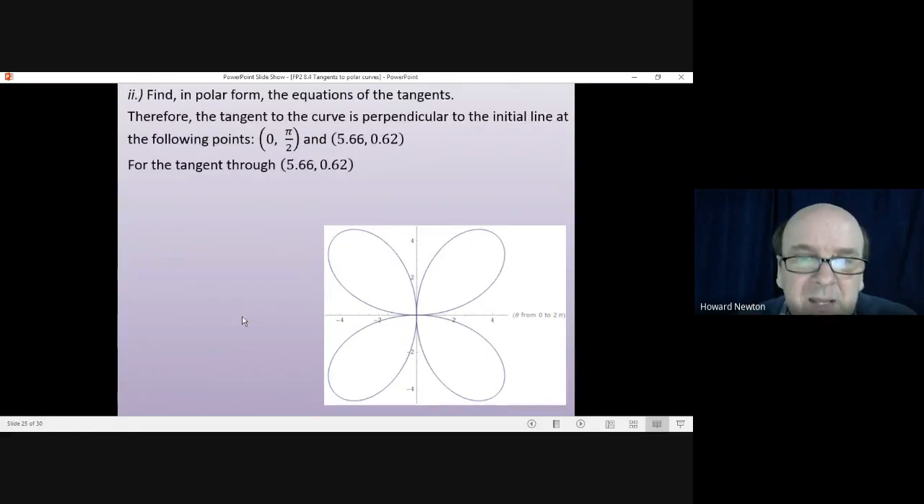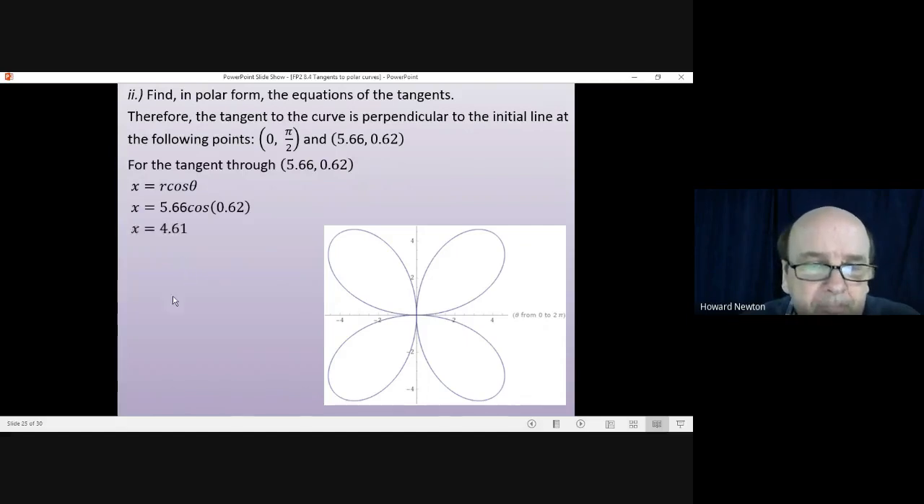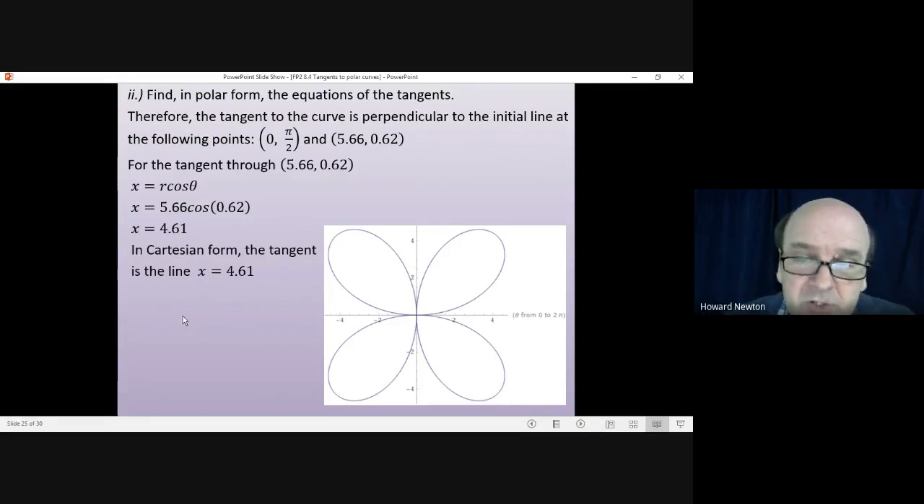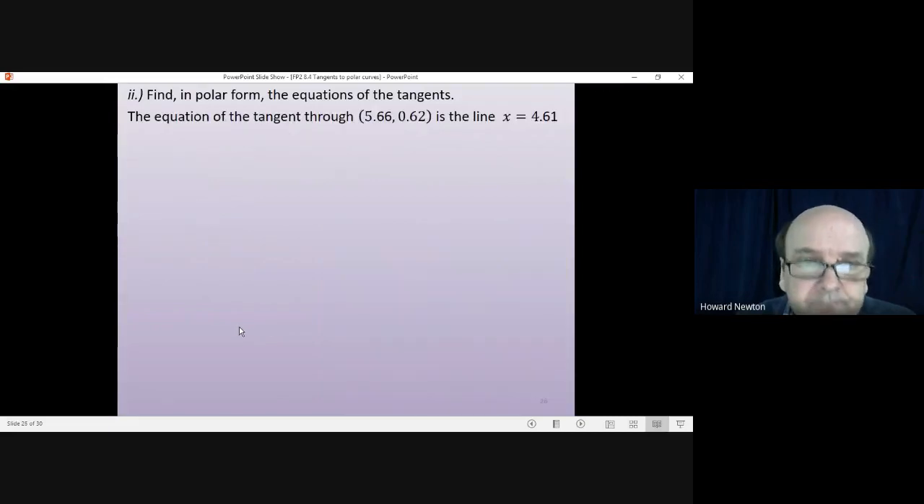Slightly trickier is working out the equation of the tangent that goes through 5.66, 0.62. Well, we want to know what the x-coordinate is, where that line crosses the x-axis. x equals r cos theta, so that'll give us 5.66 cos 0.62. So the x-coordinate at that polar coordinate will be x equals 4.61. So in Cartesian form, the tangent will be the vertical line here, x equals 4.61.